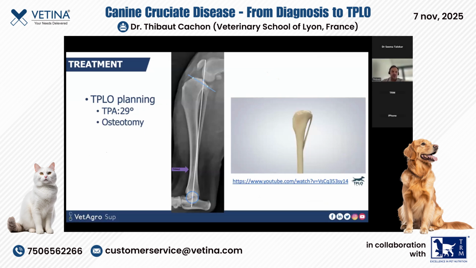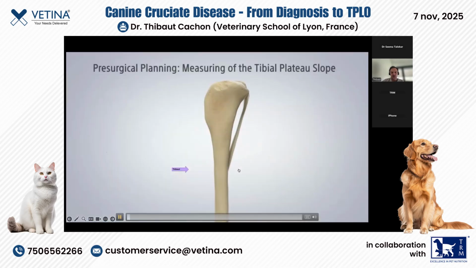When you want to go to a TPLO, you need to plan your surgery. It is very important to do a very good planning for the TPLO, and to see that for Venus, we plan for the measurement of the TPA, and we plan for the position of the osteotomy. You can see on this video how the planning is done.